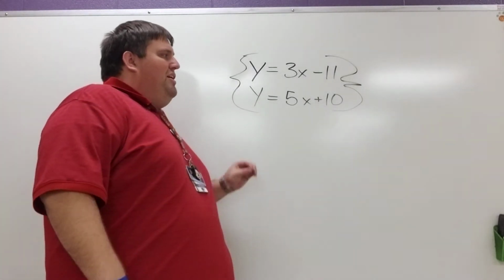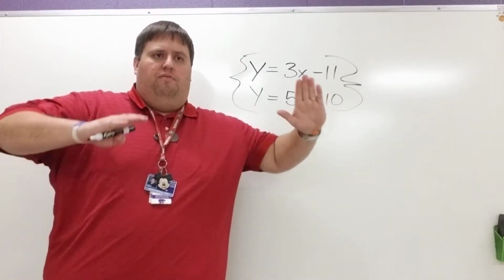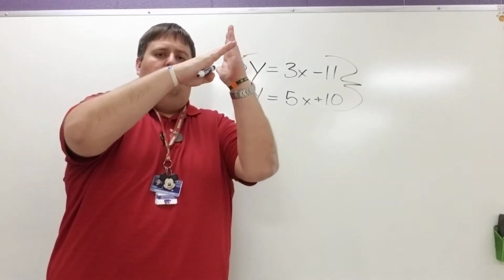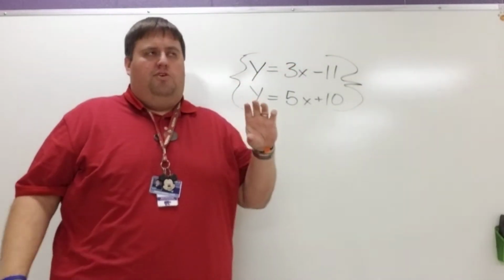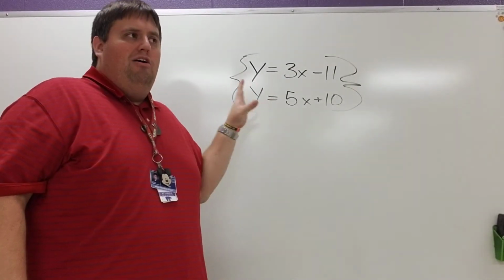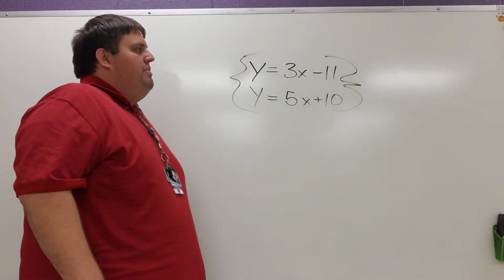And when we're looking for a solution to this problem, what we're actually looking for is, here's two lines. The solution is going to be the point where those two lines intersect somewhere. So our solution here is actually going to be an ordered pair of where these two lines are going to cross.